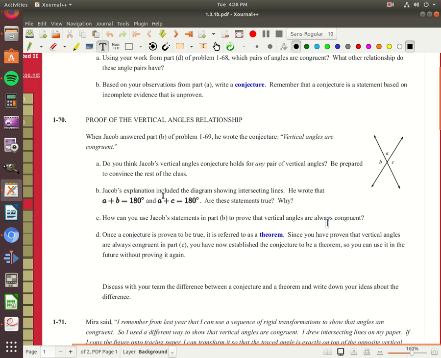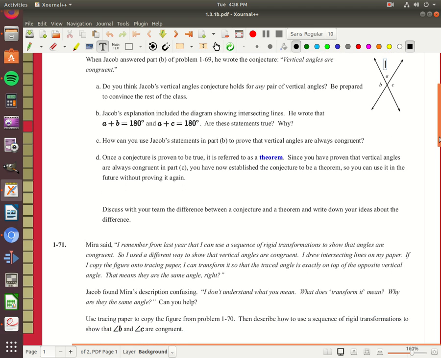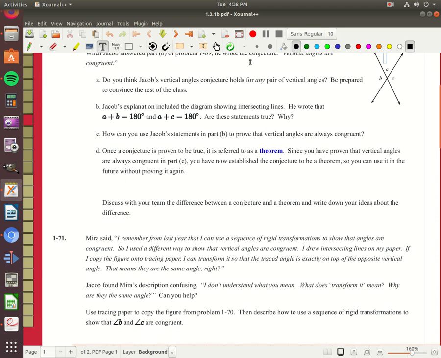It says Jacob's explanation included diagrams showing the intersecting lines. He wrote that a plus b equals 180. That's true because they're supplementary angles. He said that a plus c equals 180. That's also true because they're also supplementary angles. So that makes a lot of sense. How can you use Jacob's statement in part B to prove that vertical angles are always congruent? So let's take a look at what we can do with what this guy is saying.